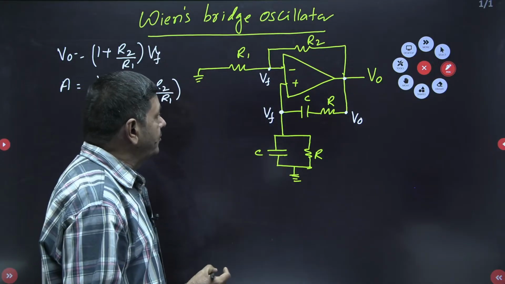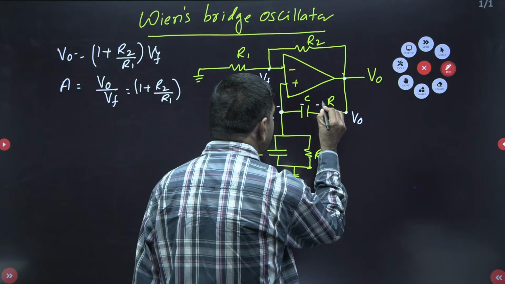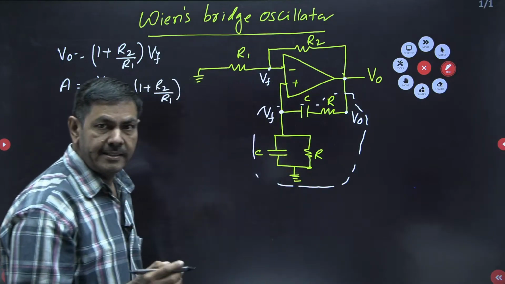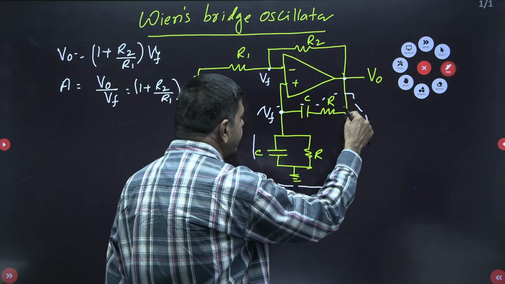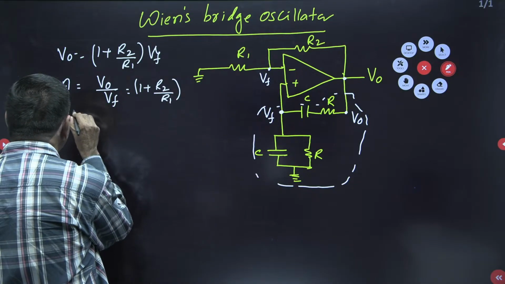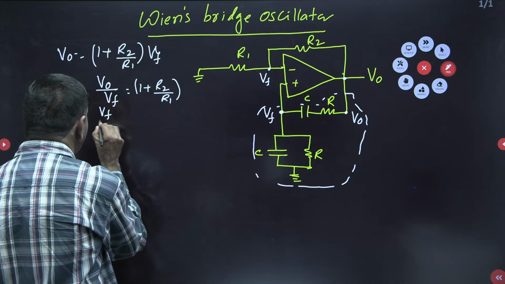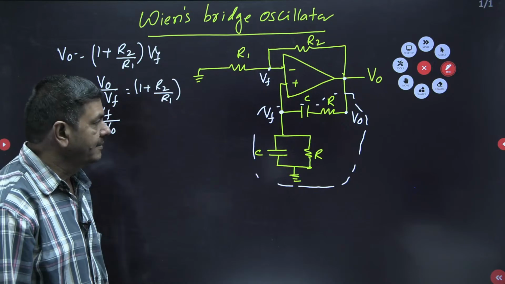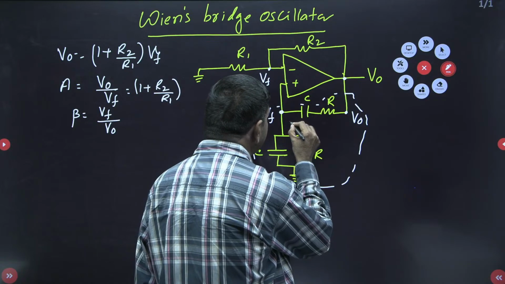What about the beta value? Beta is nothing but this network I want to select. This is the feedback network. The feedback gain is said to be beta. The input of this feedback network is V naught, and the output is VF only. I can write beta is nothing but VF by V naught. For your understanding, I wish to select this impedance as Z1.